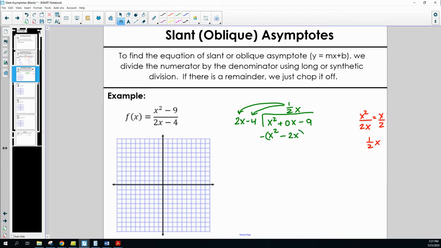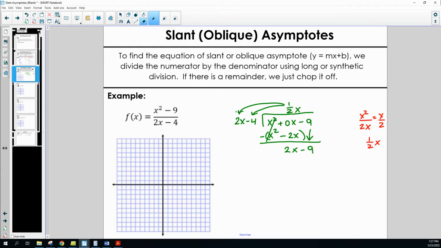Okay, I'm going to go ahead and subtract, and I am going to put it in parentheses so I don't forget to distribute that negative sign. X squared minus x squared will cancel. 0x minus a negative 2x becomes positive 2x. We have two terms on the outside and only one term on the bottom, so we do need to bring down that next term in order to have the same number of terms.